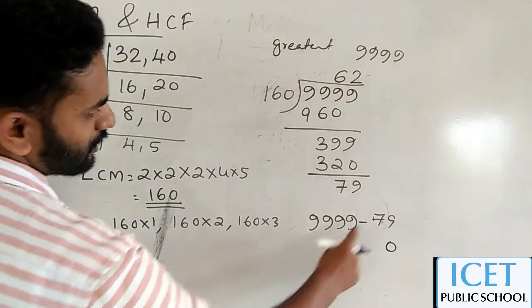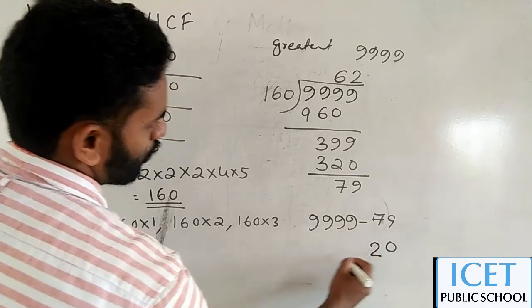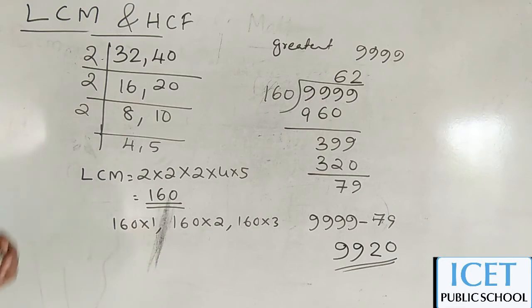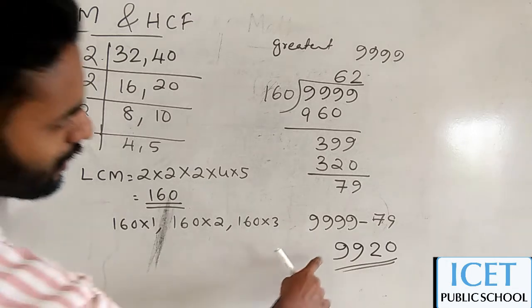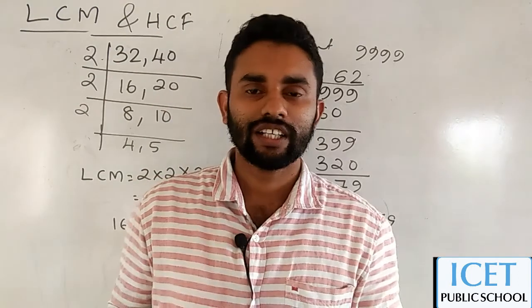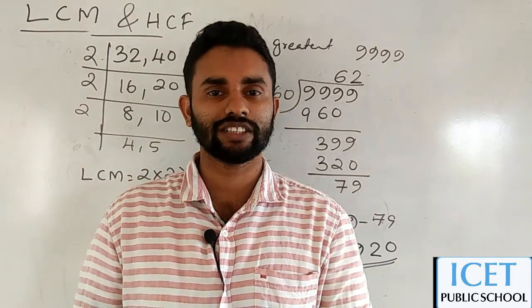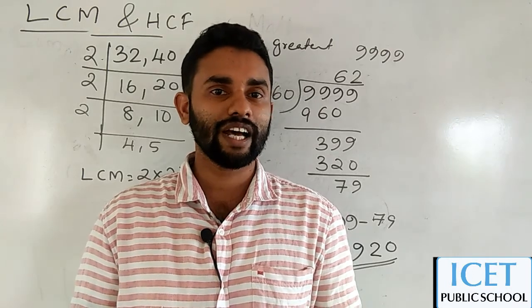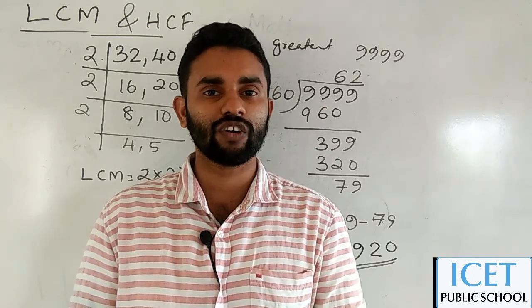Okay, right. 0, then 2, 9, 9. So we can say 9,920 is the number that is divisible by both 32 and 40, right? My dear student, this much is LCM and HCF. So we have to do some more problems. Okay, we have finished our content.